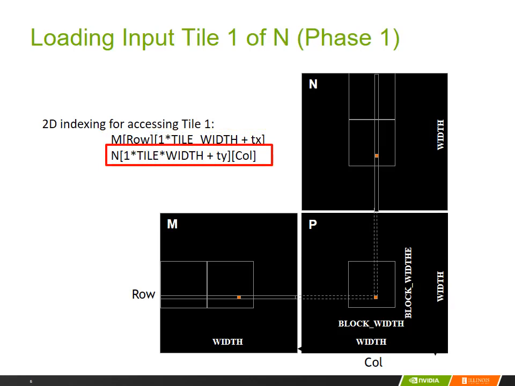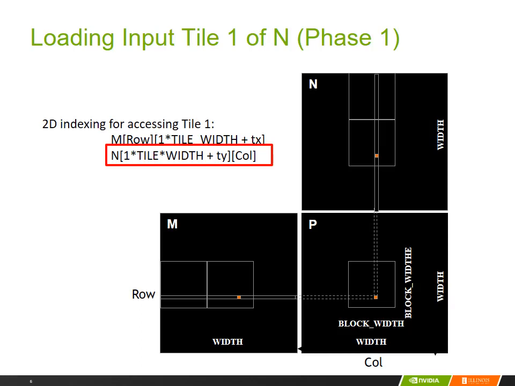Now we present the loading of tile 1 of N for use in phase 1. We see that we advance to the second tile of N, shown as the second box from the top in N. Again, we're going to be using each thread to load an N tile element that is in the same relative position in the tile as the output element it is calculating in the output tile.